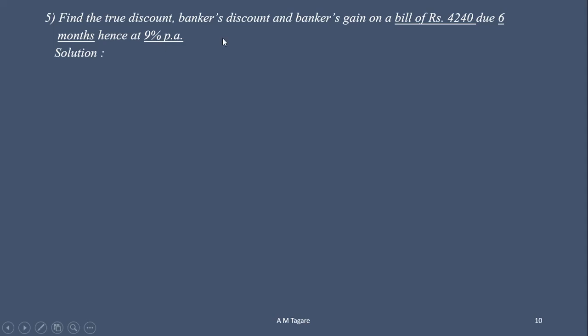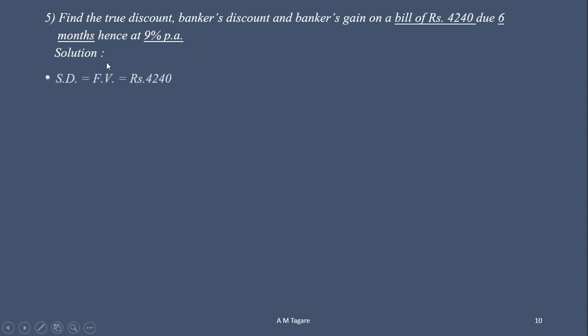Now in this example, a bill of rupees 4,240 is given. A bill of this rupees, that means face value is given. That means sum due is given. Now due 6 months, that means period 6 months, value of n is given. Value of R is also given, 9%. And we want to find these three things: true discount, banker's discount and banker's gain.